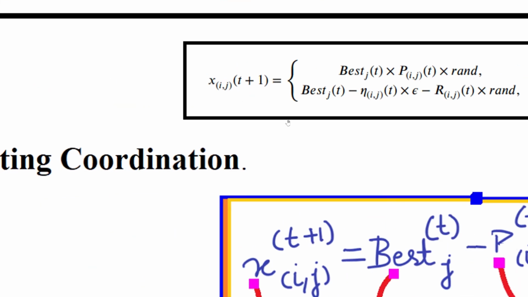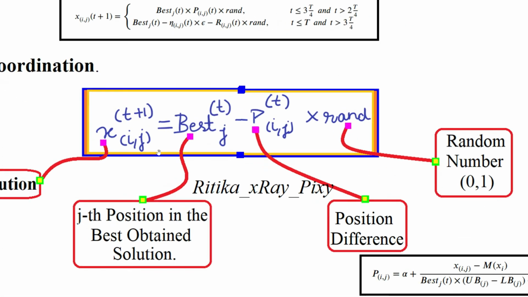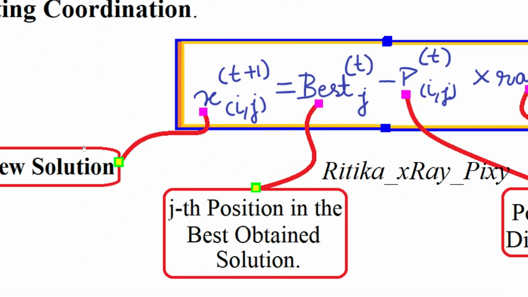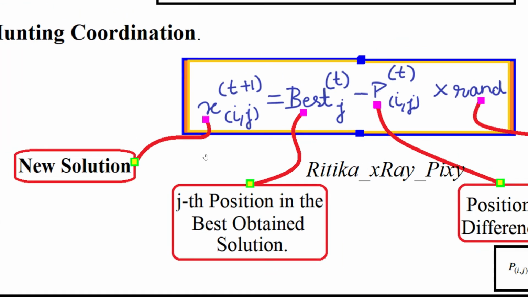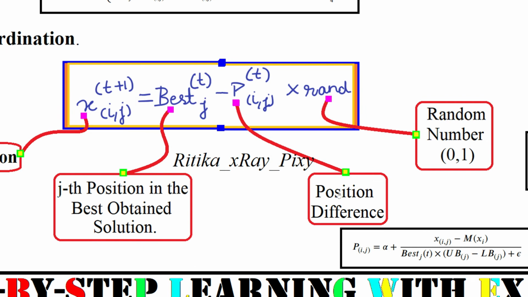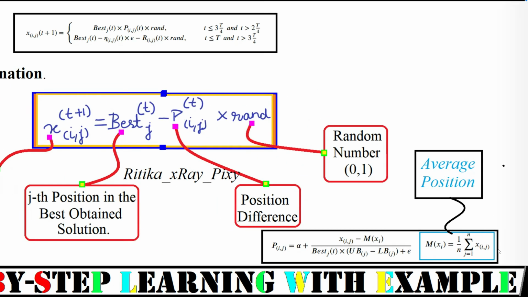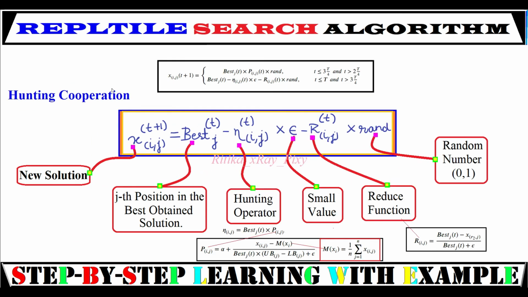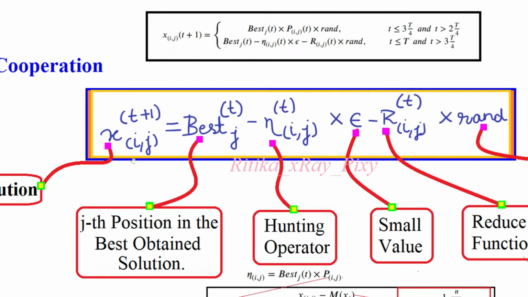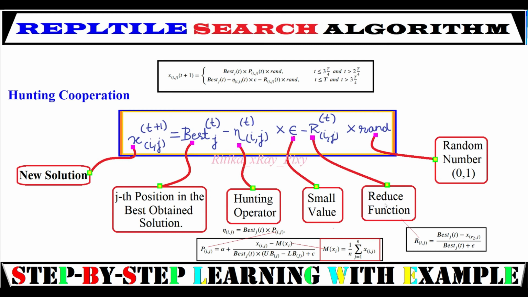If this condition is true, then hunting coordination, else hunting cooperation. In the hunting coordination, we will update the position, that is the new solution, with respect to the best solution, and then we have the position difference between the agents. Here M is the average position that we will calculate for all the agents. Rand is any random value, and then we have hunting cooperation. Again, we will update the position with respect to the best agent, and we have the hunting operator, reduce function, and any random value.